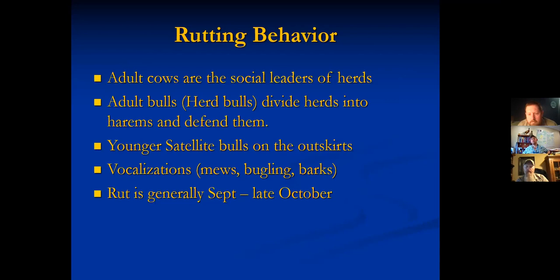And like I said earlier, the rut is generally mid September to late October, somewhere in there. From our research, most of our cows are bred basically the last week of September and the first week of October. So really that's where you're going to have the peak of the rut, the peak of bull activity, the peak of bugling, and the time to really be out there is that time of year.